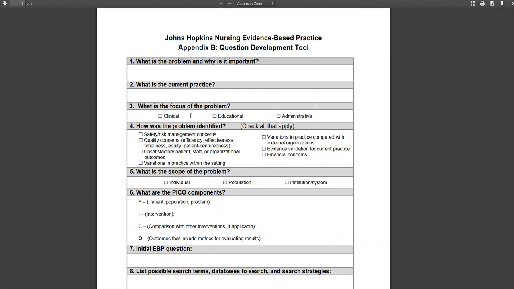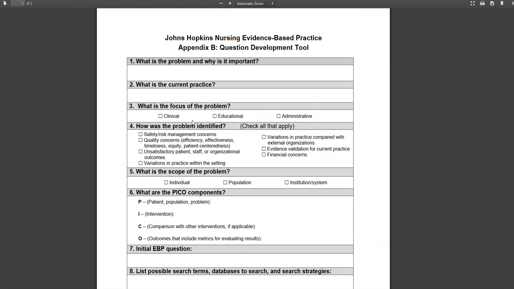Okay, for number 3, you're going to say, what is the focus of this problem? This sounds like it could be a clinical policy, right? It's focused on patient care. Maybe the policy seems legit and the nurses just don't know about it. So maybe it's educational. So you get to choose.